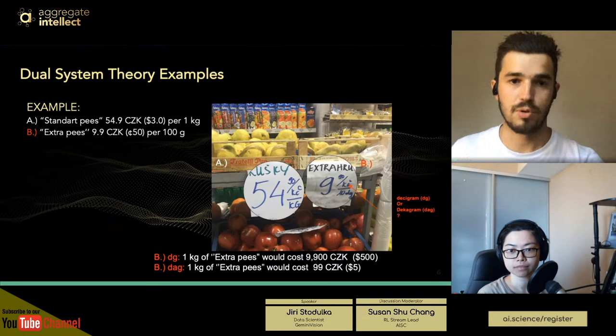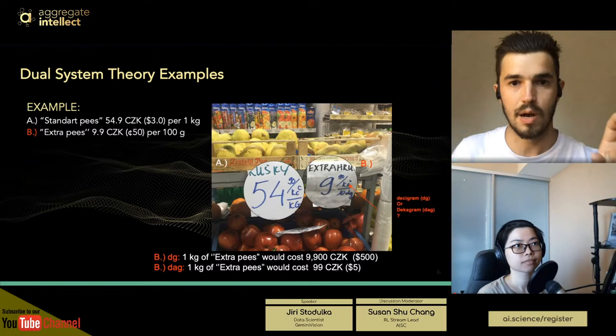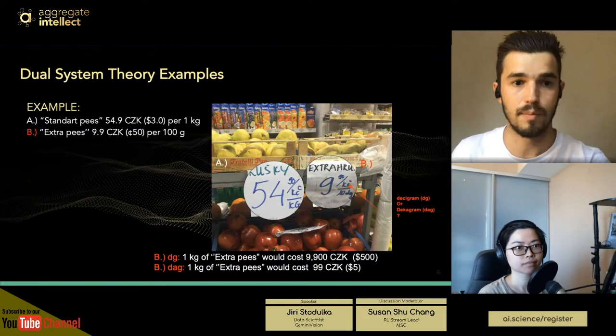I want to introduce just a very specific example about that. Actually, I took this picture in a grocery convenience store in Prague, and it quite well represents these two theories in practice. So imagine that you want to buy peas. And you are exposed to two choices. You can buy peas for the equivalent of $3 per 1 kilo, or you can buy peas for the equivalent of 50 cents per 100 grams.